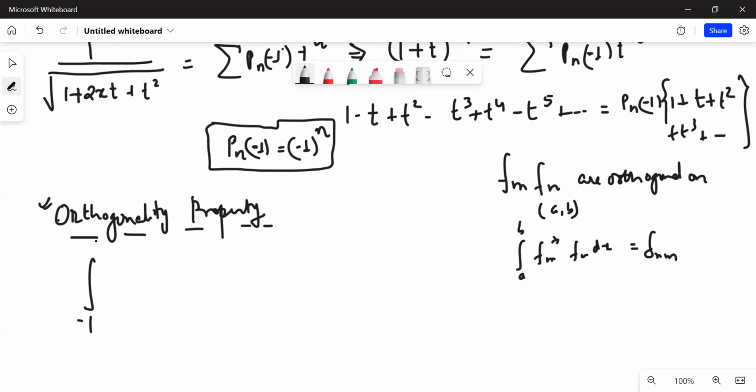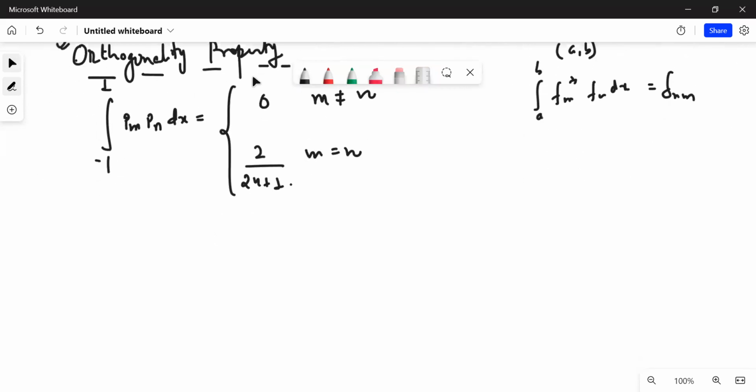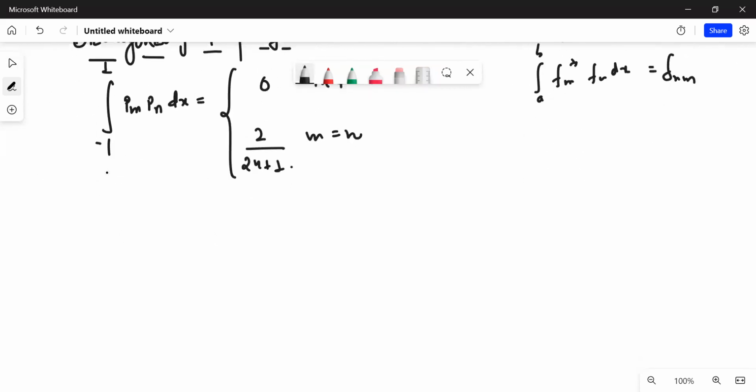And you can say that Legendre polynomials follow the orthogonality relation in the interval -1 to 1, given by this: the integral is equal to 0 if m is not equal to n, and if m is equal to n, then it is equal to 2 upon 2n plus 1. Is that clear? And one can see where we get this from.